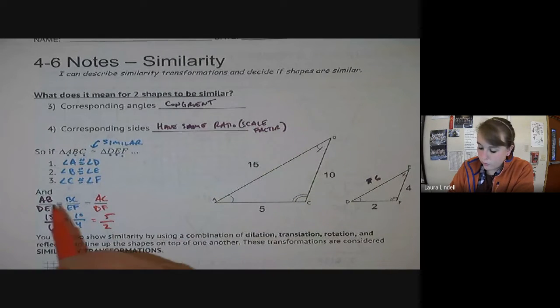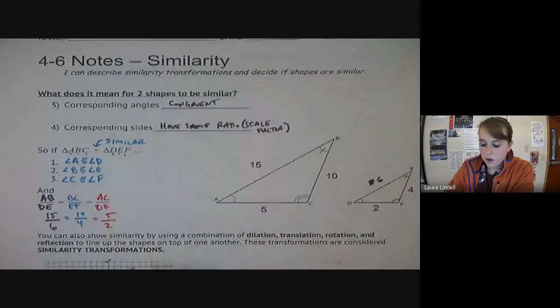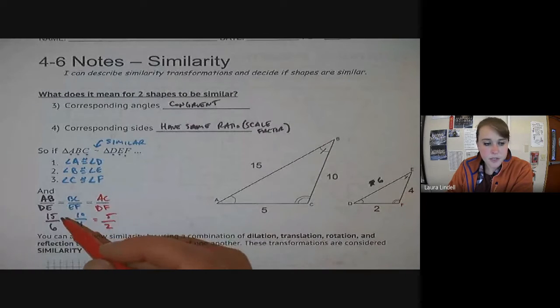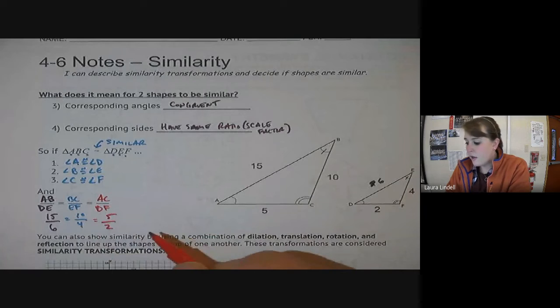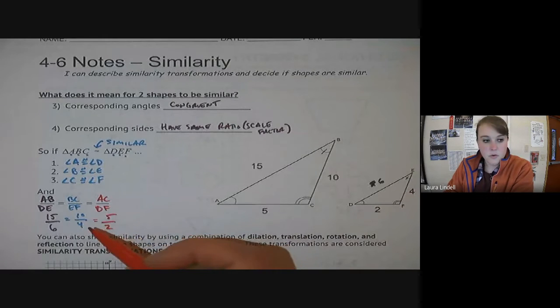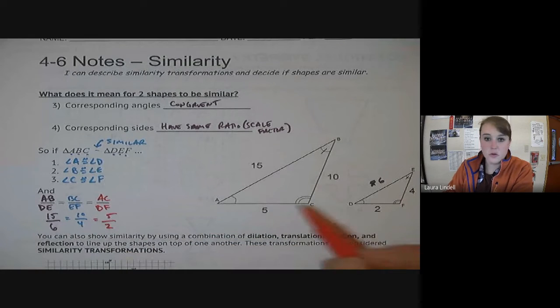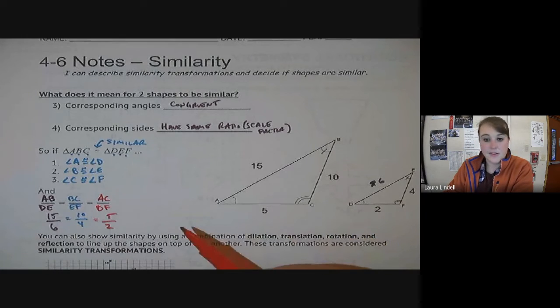So note all of the ones from the same triangle. All of the ones from the bigger triangle are on top. All of the ones from the smaller triangle on the bottom. You could reverse it, but you would have to reverse it for all three ratios. So if all three of these fractions are the same, that means that these two triangles would be similar. And if they're similar, then all of these fractions have to be the same.